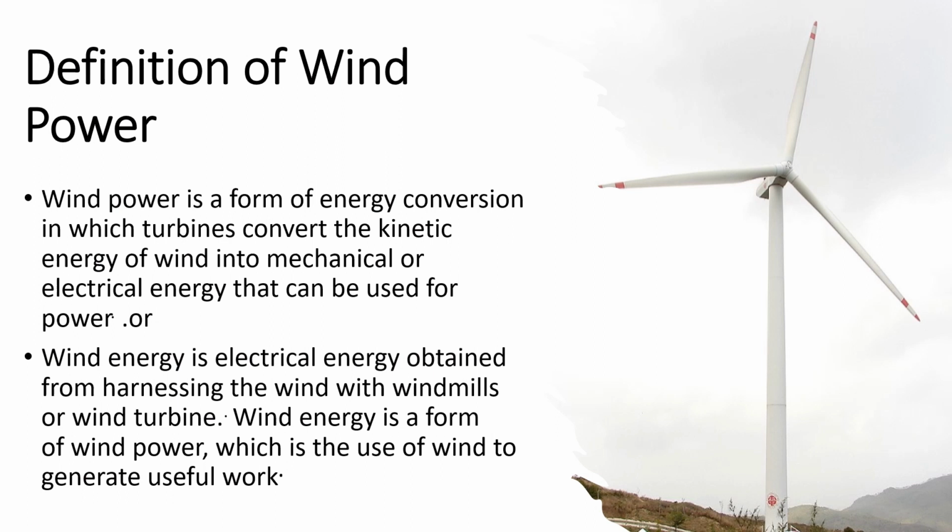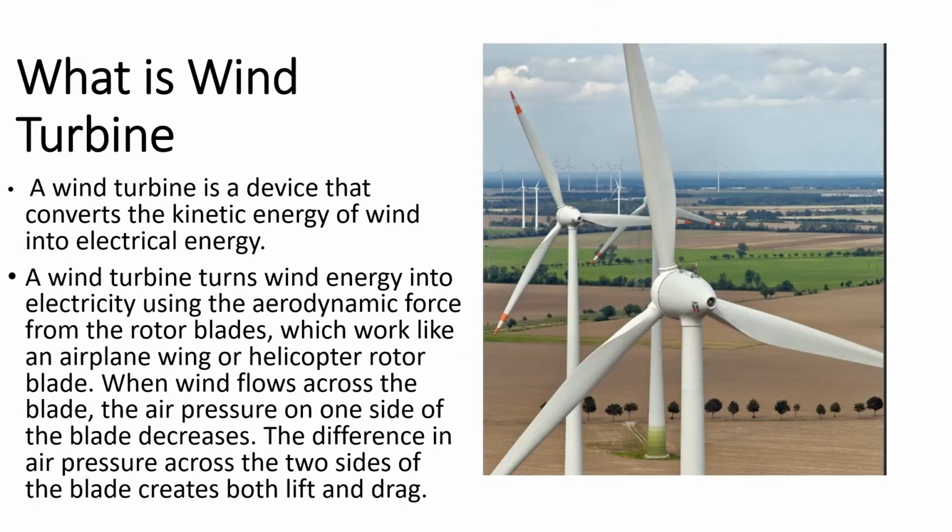Wind power is a form of energy conversion in which turbines convert the kinetic energy of wind into mechanical or electrical energy that can be used for power. Wind energy is electrical energy obtained from harnessing the wind with windmills or wind turbines. Wind energy is a form of wind power, which is the use of wind to generate useful work. Let me elaborate further on what is a wind turbine.